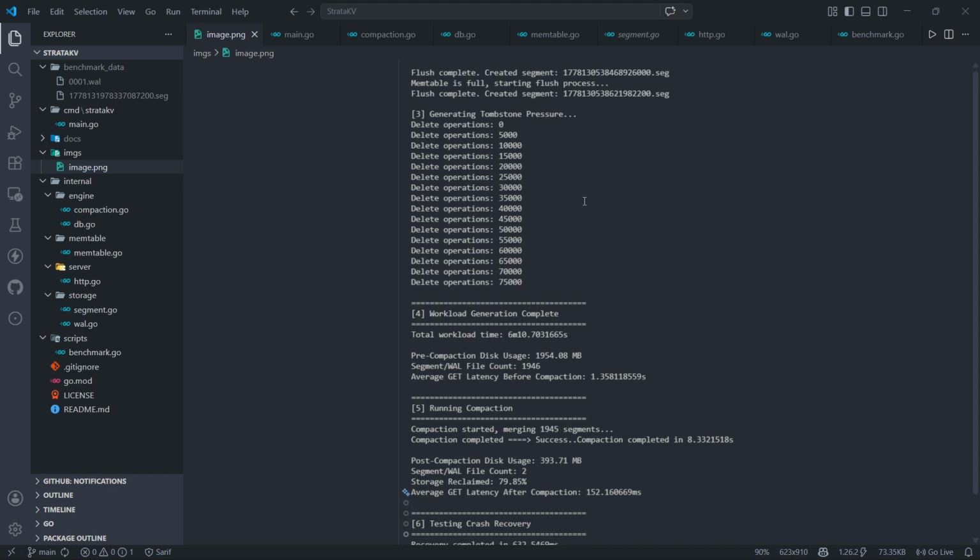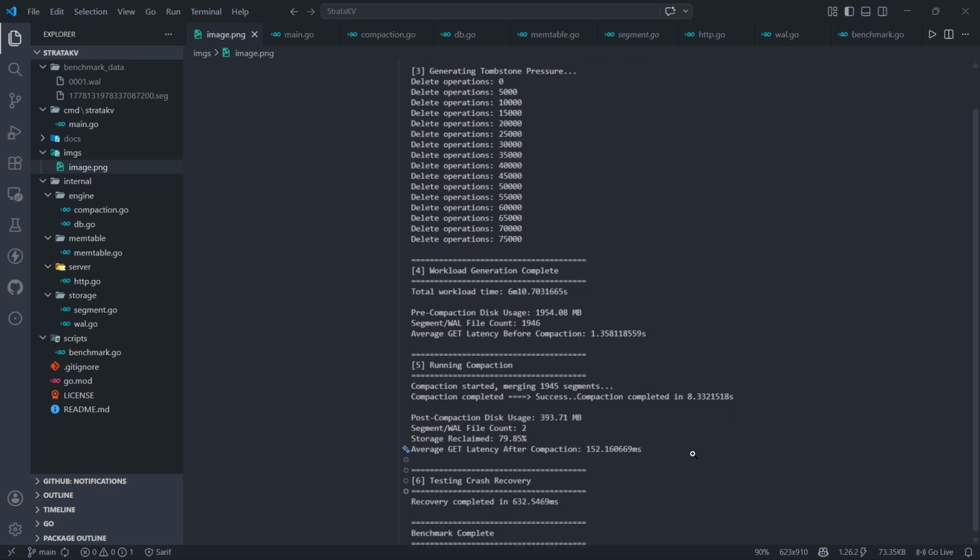During the benchmarking, the workload generated around 1945 segment files and nearly 2 GB of append-heavy data. After compaction, the system reclaimed roughly 80% of the disk usage and improved get latency from about 1.35 seconds to 152 milliseconds.